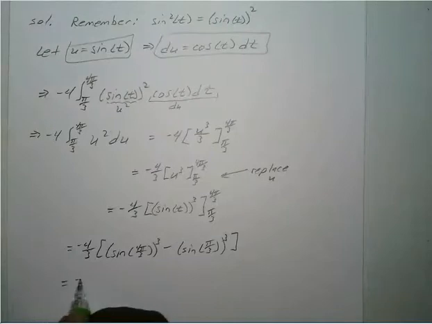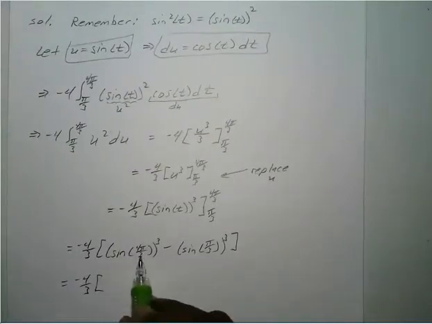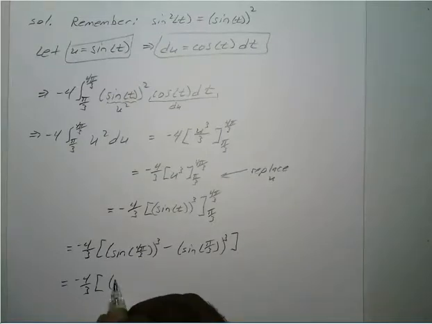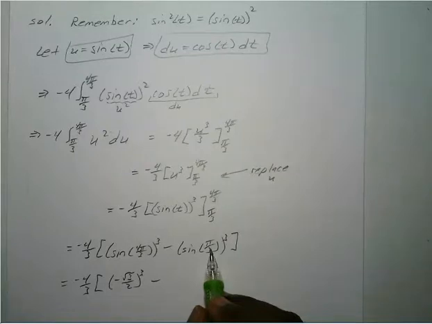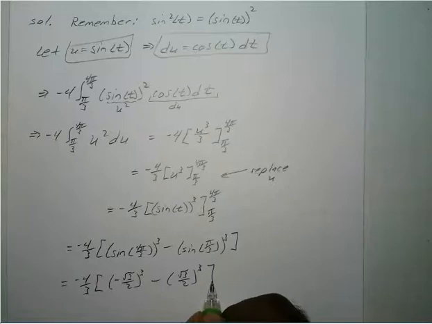All right, so we have -4 over 3. Sine 4 pi over 3 is just negative square root of 3 over 2. So you have negative square root of 3 over 2 to the third power. Minus sine of pi over 3 is just positive square root of 3 over 2. So you have square root of 3 over 2 to the third power.